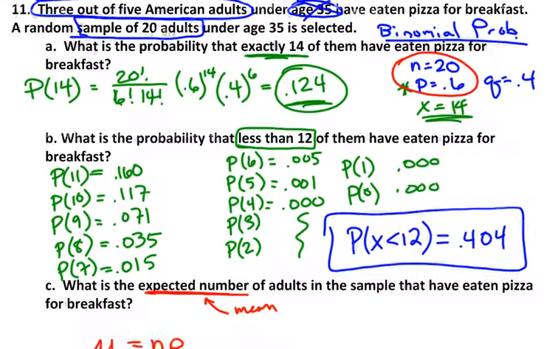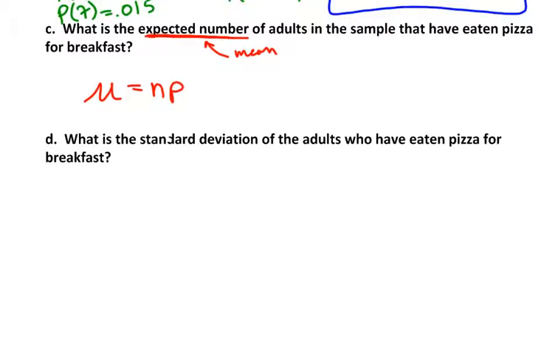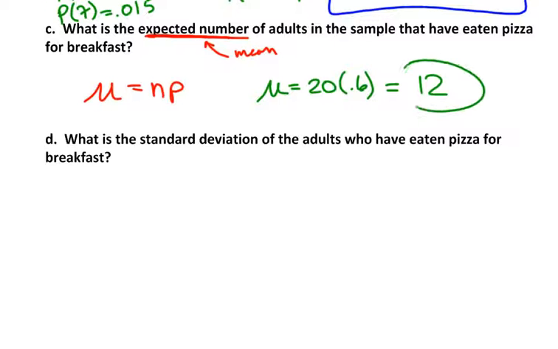So to find our mean, we're going to take those values and multiply them together. So our mean is going to be equal to 20, which is n, times p, which is 0.6. And 20 times 0.6 is 12. So we would expect, out of our sample of 20, we would expect 12 adults to have eaten pizza for breakfast. That's our mean. So our mean is 12 adults.